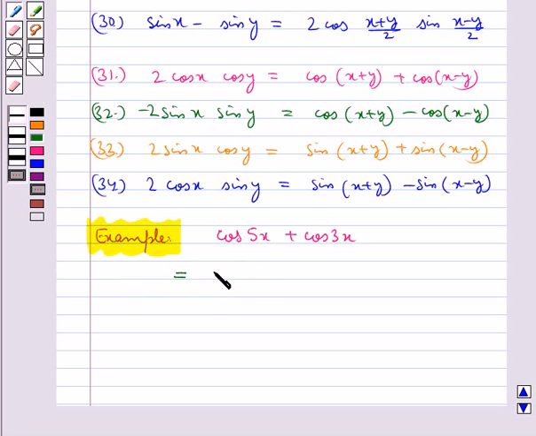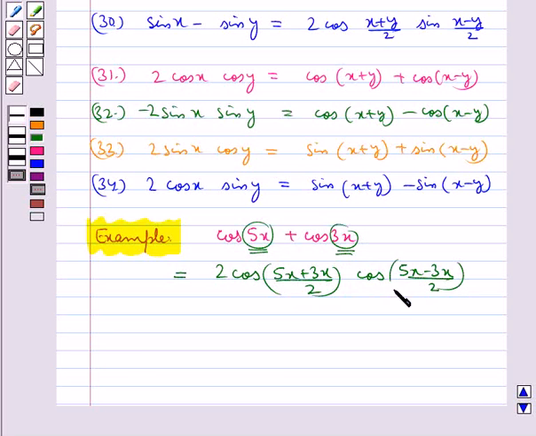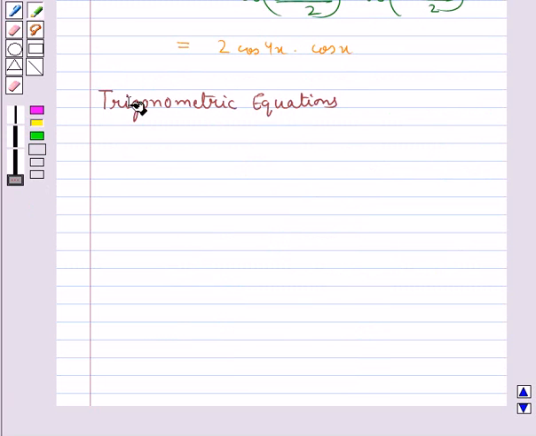this would be equal to 2 cos of (x plus y) upon 2 multiplied by cos of (x minus y) upon 2. So, this comes out to be equal to 2 cos 4x multiplied by cos x. In this way, we can use the different identities that we have just stated to evaluate a given trigonometric expression. Next, we discuss trigonometric equations.